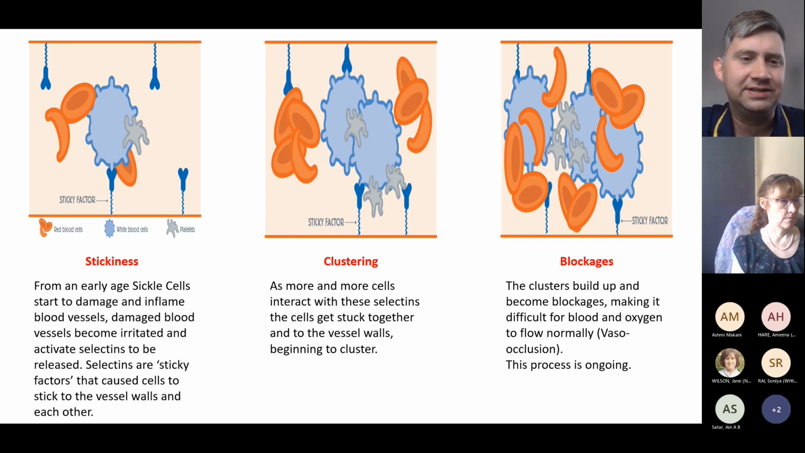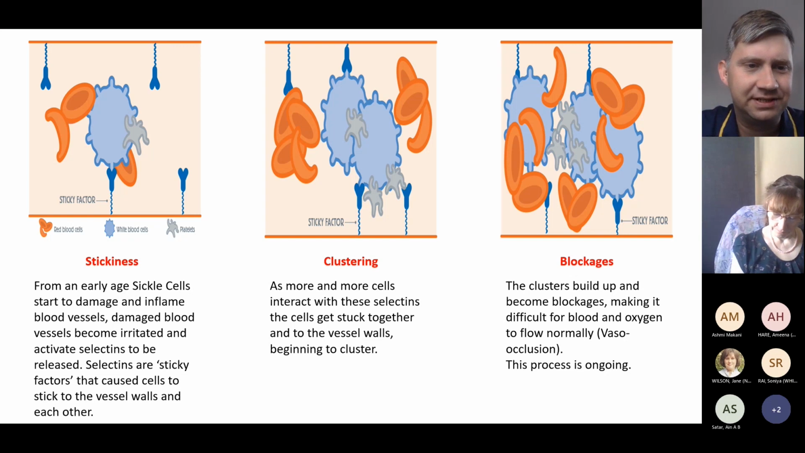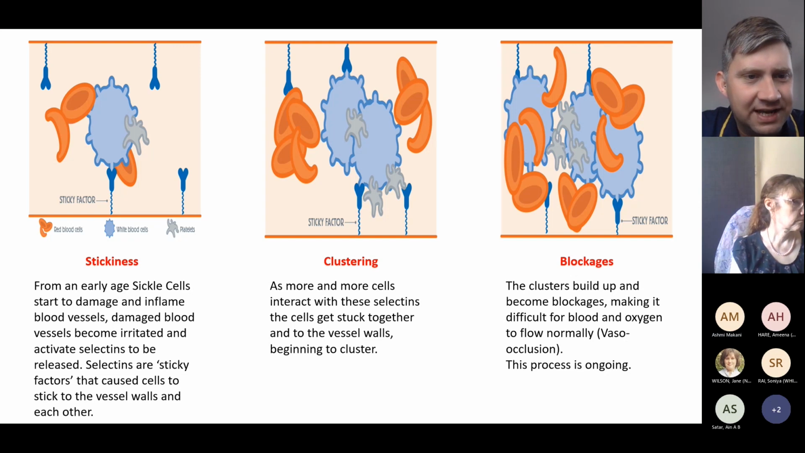When they go along, it irritates the blood vessels, which makes the body release selectin, which is also known as a sticky factor. And when that happens, you can see in this little diagram, the red blood cells get caught up in the stickiness, along with the white blood cells and also the platelets. Everything starts to become quite sticky. In the end, more cells come and join the party, get sticky, join in, block the vessel, and they start clustering or clumping.